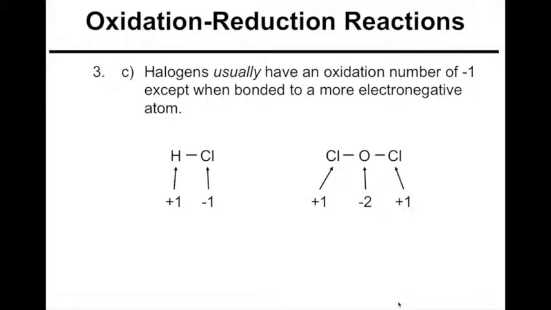Our halogens, which are fluorine, chlorine, bromine, iodine, etc., usually have an oxidation number of -1. The exception to that is when they're bonded to a more electronegative atom. So chlorine here is -1, and it usually is. Here's an exception though. Our chlorine is bonded to a more electronegative oxygen. In this case, the chlorine will have a +1 in this example.